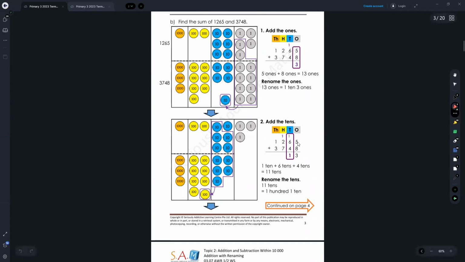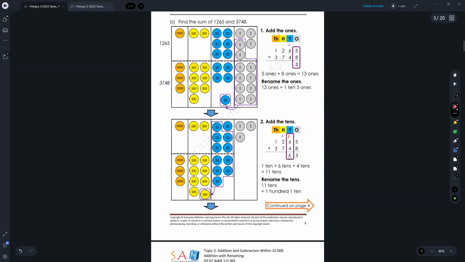If you take one example here, don't just say 5 plus 8 or 6 plus 4. Go with 5 ones plus 8 ones would give you 13 ones. You cannot put 13 ones, so you need to regroup 10 ones into 1 ten. That's where the 1 ten comes here. The 1 ten goes to the tens place value. Then you have 1 ten plus 6 tens plus 4 tens equals 11 tens.